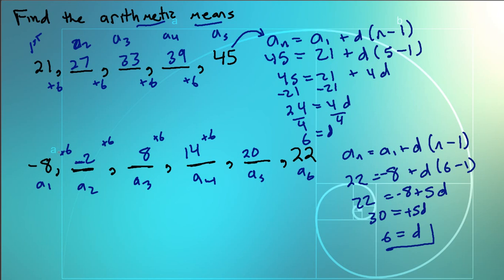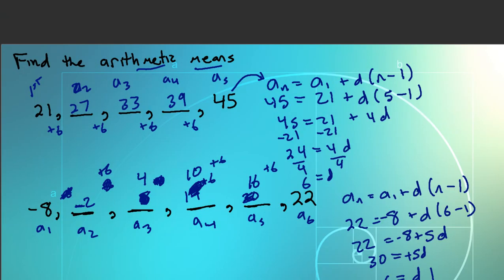This should be negative 2. My bad. That should be negative 2. Plus 6, that will give me 4. Plus 6, that will give me 10. Plus 6, that will give me 16. Plus 6, that gives me 22. Okay, so there we go. So signs matter. All right, almost done.